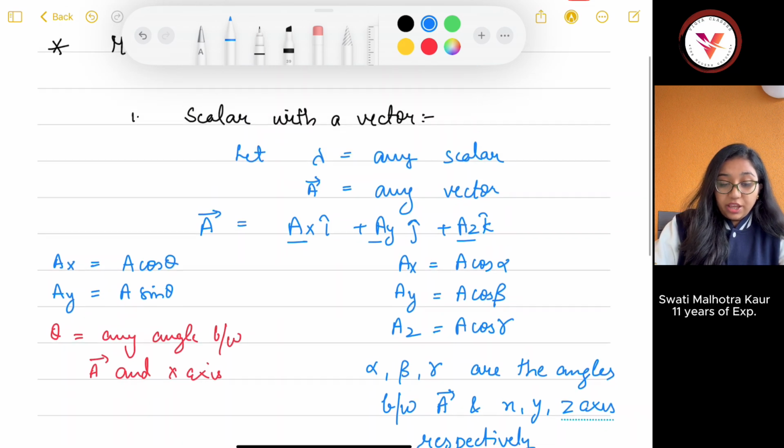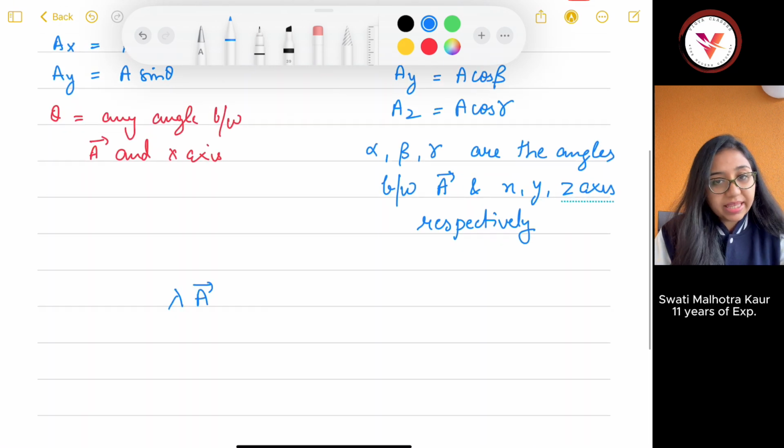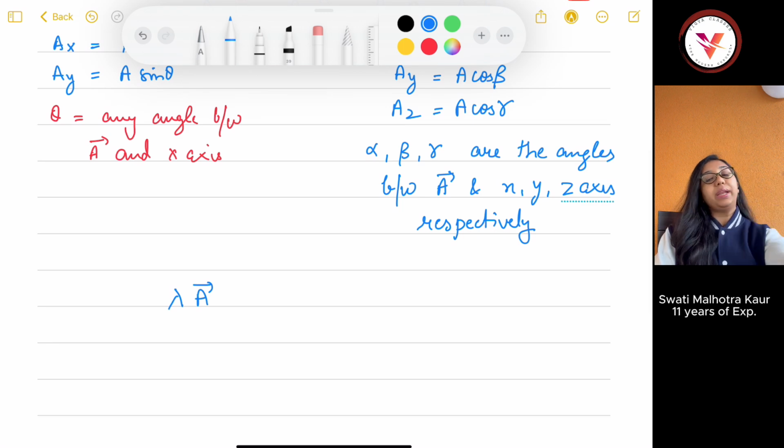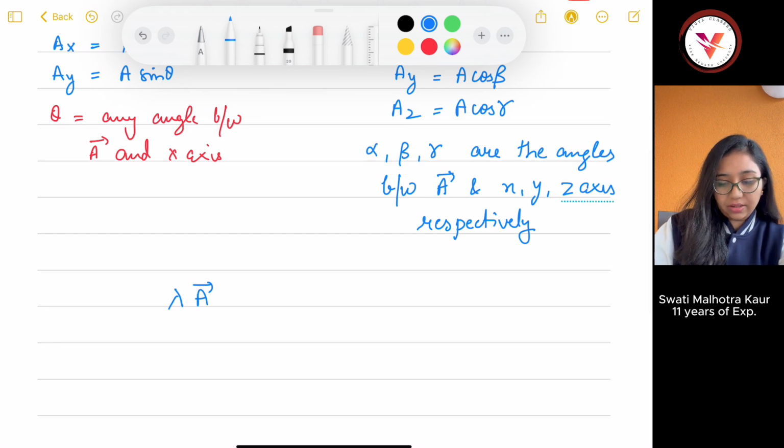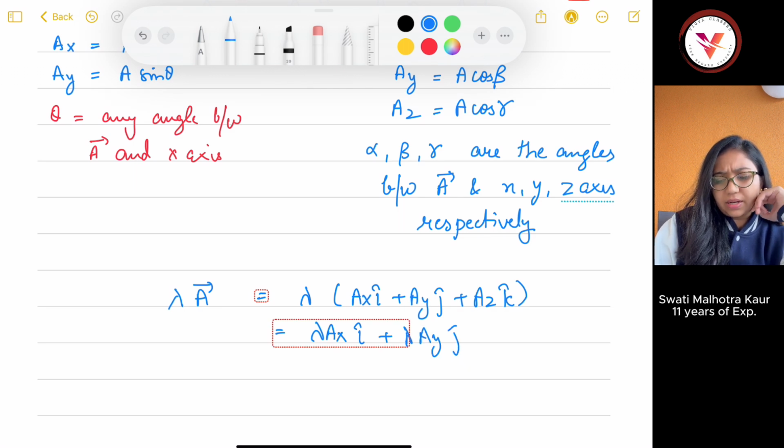Now, if you have to multiply this lambda with a vector, it's very easy. You have to multiply this scalar quantity with each component of the vector. That means lambda is multiplied with ax, ay, and az. You have to multiply it with everything.